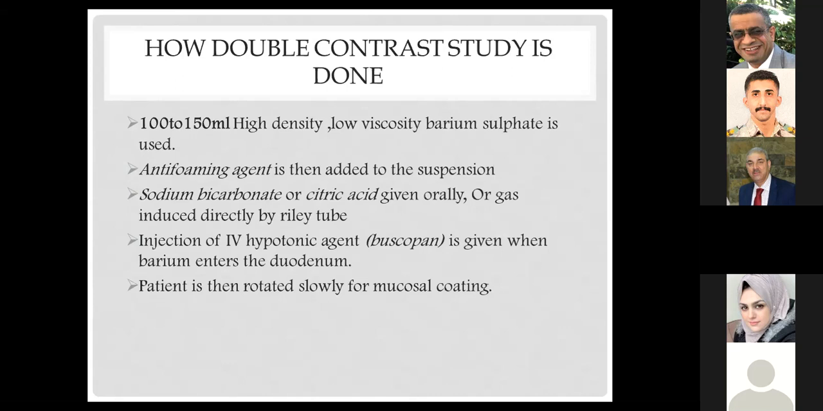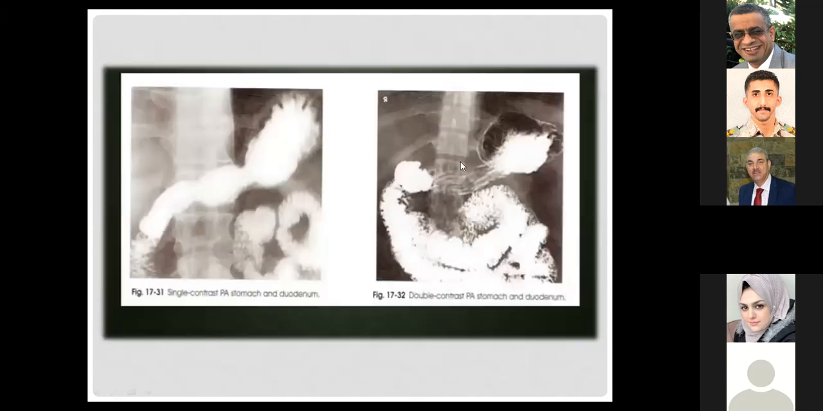Injection of an IV hypotonic agent like Buscopan is given when the barium enters the duodenum. Then the patient is rotated. This is a two picture: one represents the single contrast duodenum and one the double contrast. We use the double contrast study for the duodenum.